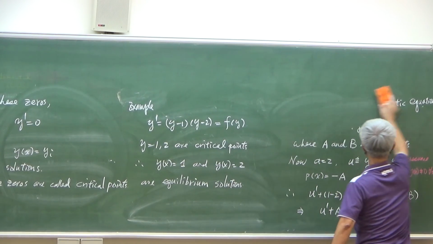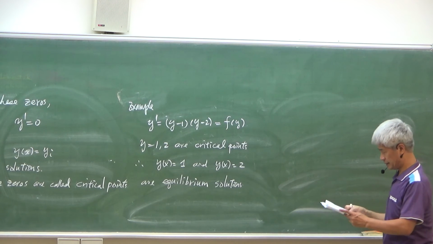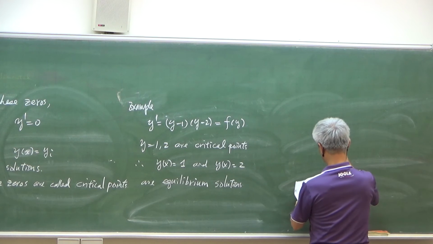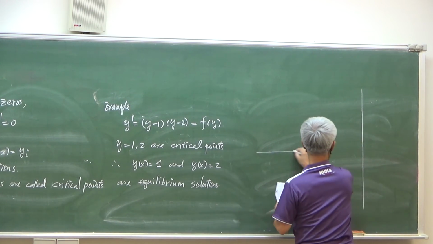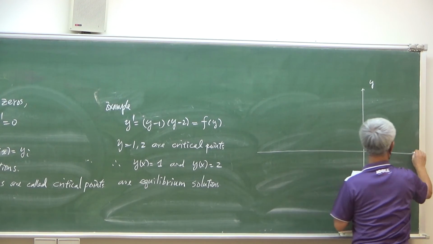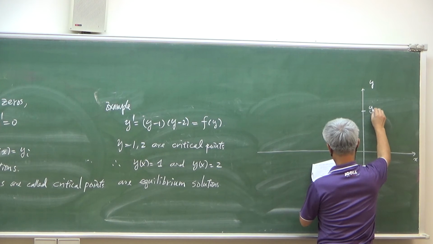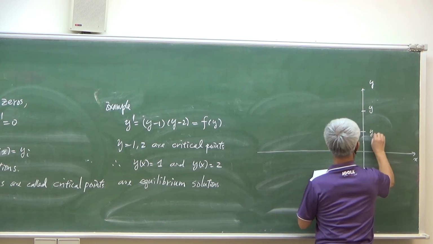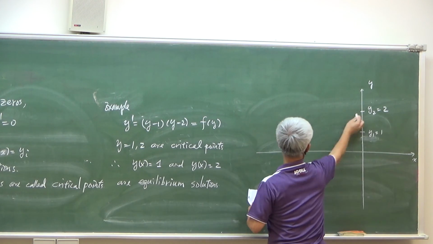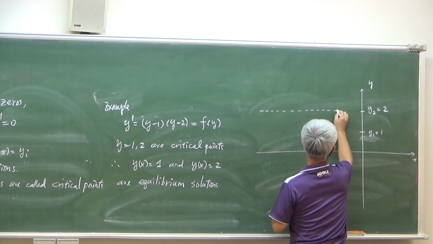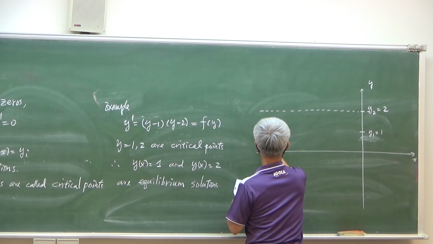Well, this situation can be illustrated by drawing the direction field that we learned in the second section. So you can see that. Okay, so this is the y axis, this is the x axis. And we have critical points y equal to 1, 2. So we have two critical points. And at these points, the direction field, because the slope is 0, the segment is horizontal here.